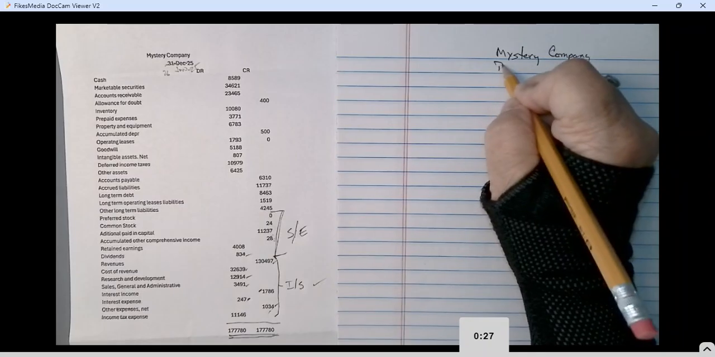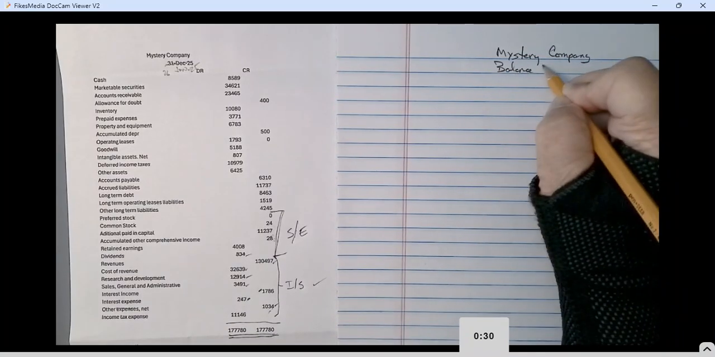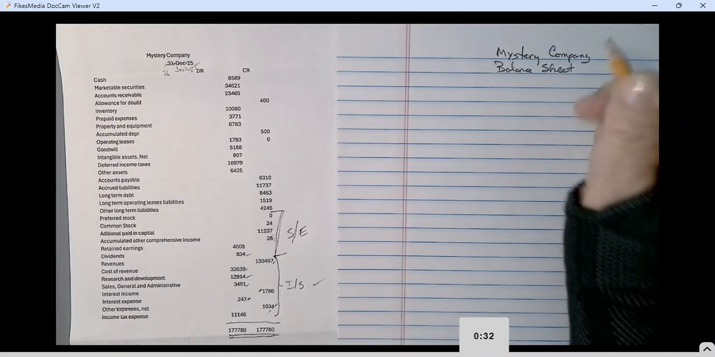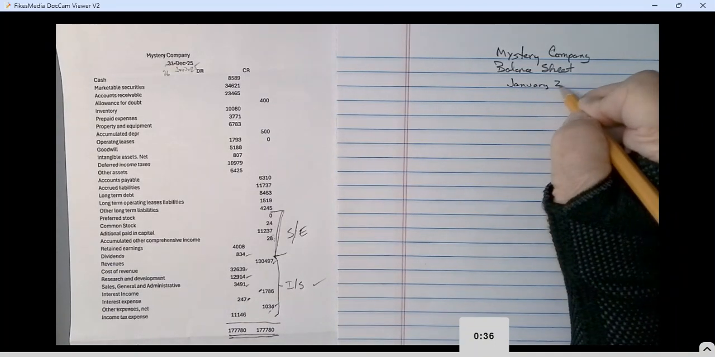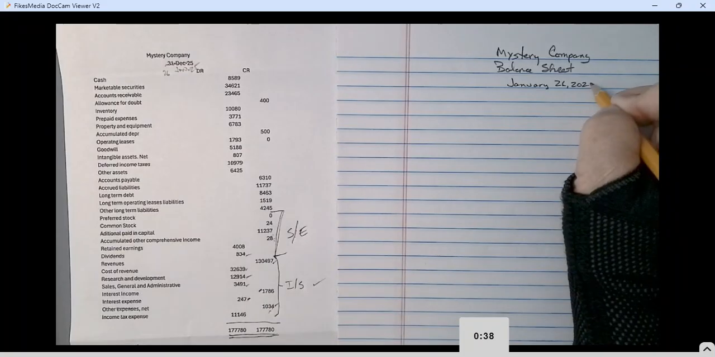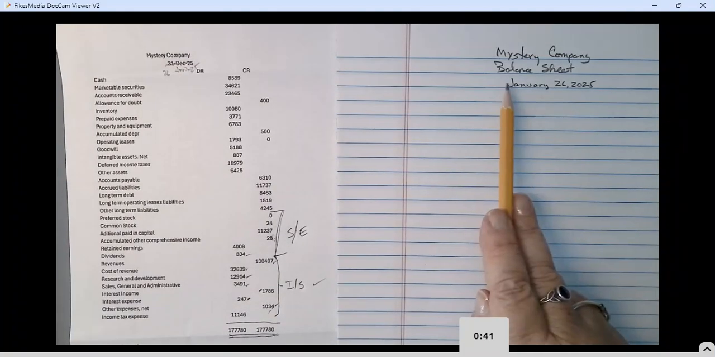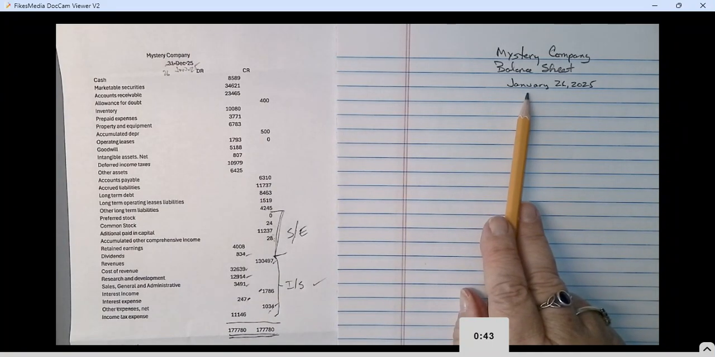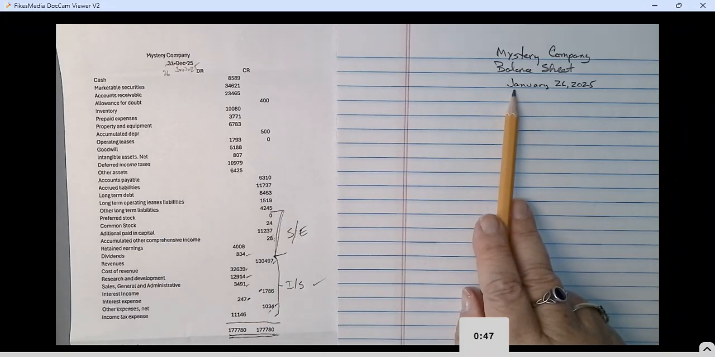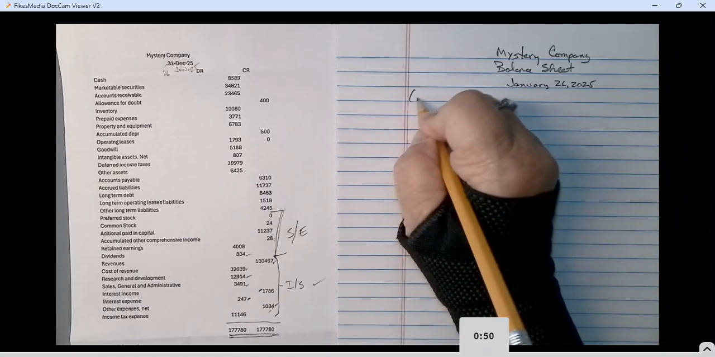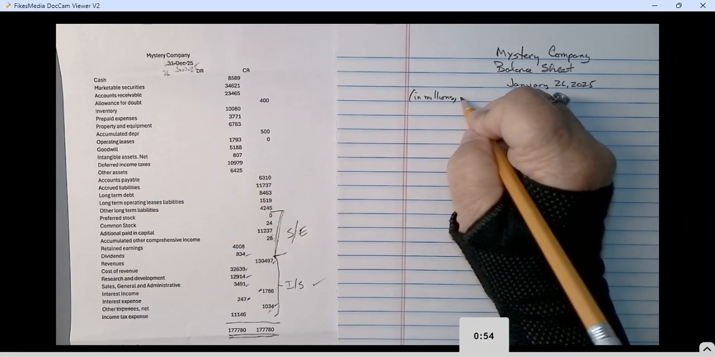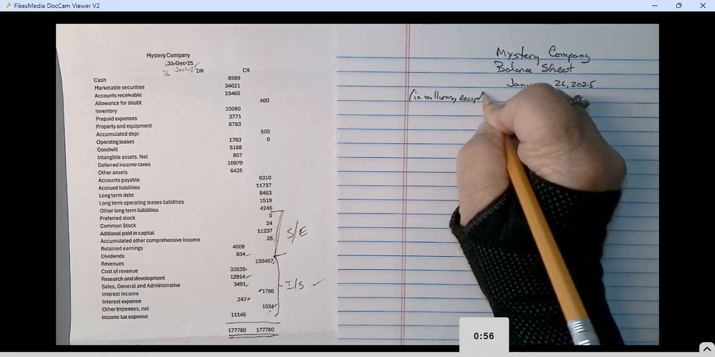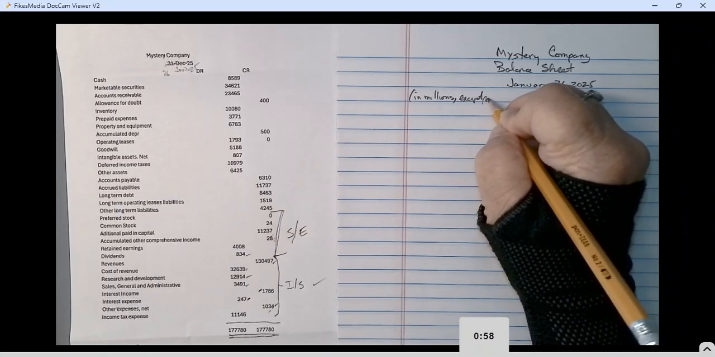Okay, balance sheet. On the balance sheet, it's as of a date. So it's not for the year ending. It's the only one that says as of a date. Okay, and this is going to be in millions, except par value.